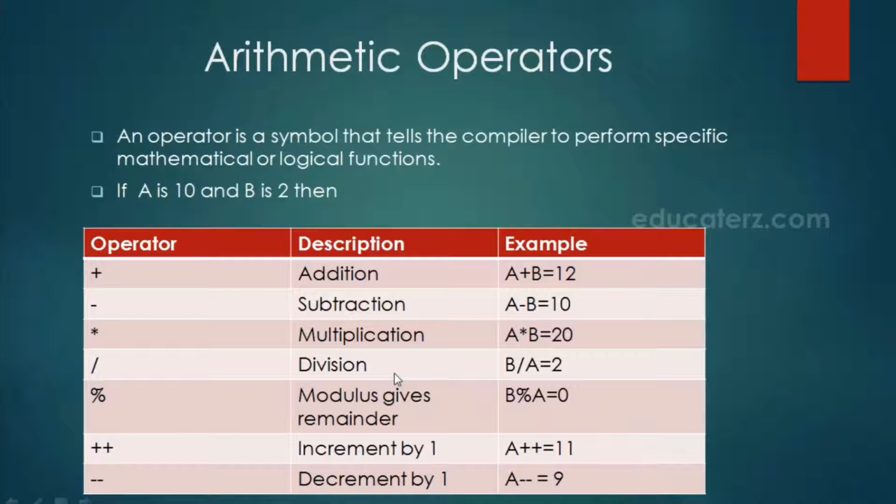This is the division operator, where we can have A by B equal to 5. This is the modulus operator, which gives the remainder. Here if I have A modulus B, as there is no remainder we get 0. Plus plus is increment by 1, so A plus plus gives 11. Minus minus is decrement by 1, so A minus minus gives 9. This increment and decrement operator can be prefix or postfix also. What is the difference, we'll discuss practically later.